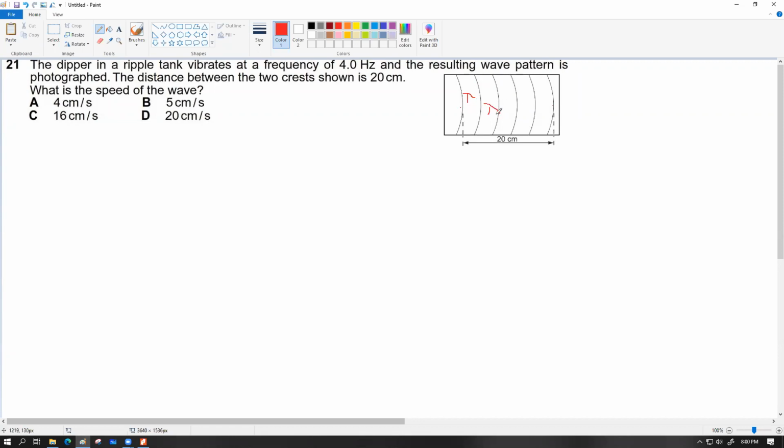1 lambda, 2 lambda, 3 lambda, 4 lambda, 5 lambda. So in this case, 5 lambda equals 20 centimeter. Therefore, lambda equals how much? 4 centimeter. See if it makes sense. Yes, sir. So once you have this, then the rest of the part is pretty simple. V equals F lambda. V equals F lambda, for F is 4 Hz and lambda is 4, so 4 4 is 16 centimeters per second. C is the correct response.